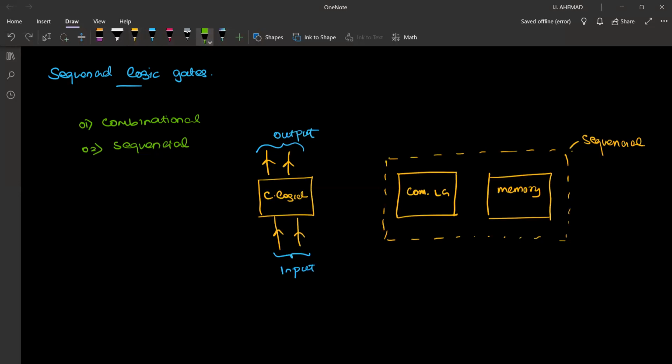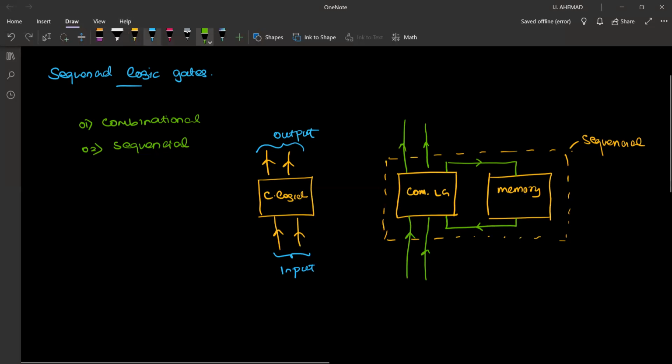So here, when you provide an input, you will receive an output, and the output also goes to the memory element. Next time, the data from this element is also considered before giving an output. In a combinational logic gate, the output only depends on the input. But in a sequential logic gate, the output depends on the input as well as this memory element.